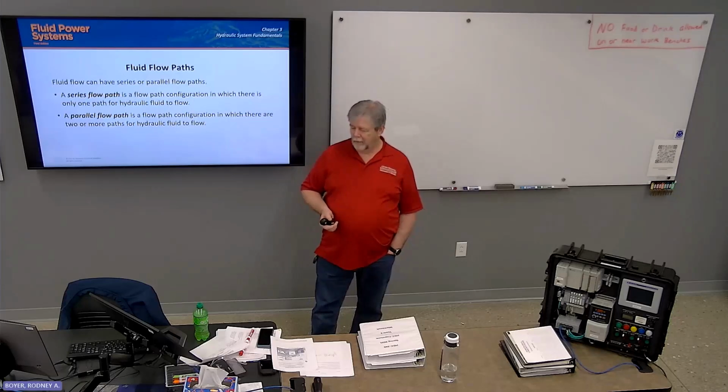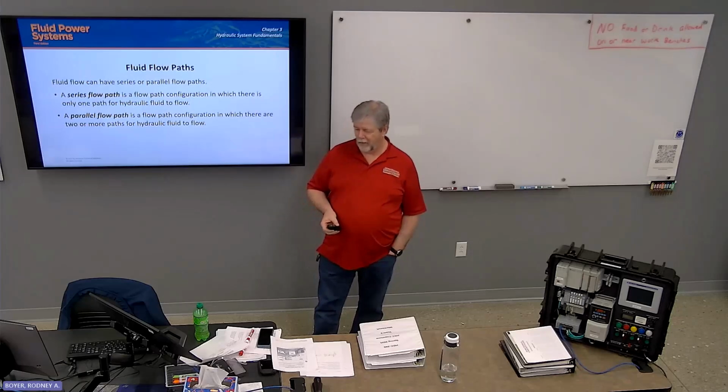Fluid flow paths can go in series or parallel, just like electricity. Series is a configuration where there's only one path. Parallel is a configuration where there are two or more paths for the fluid to flow.